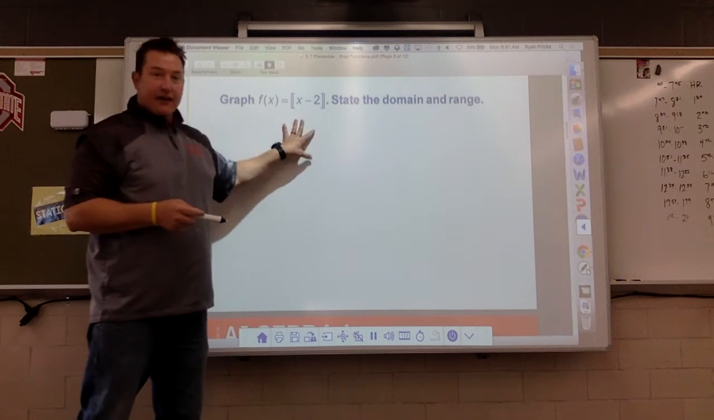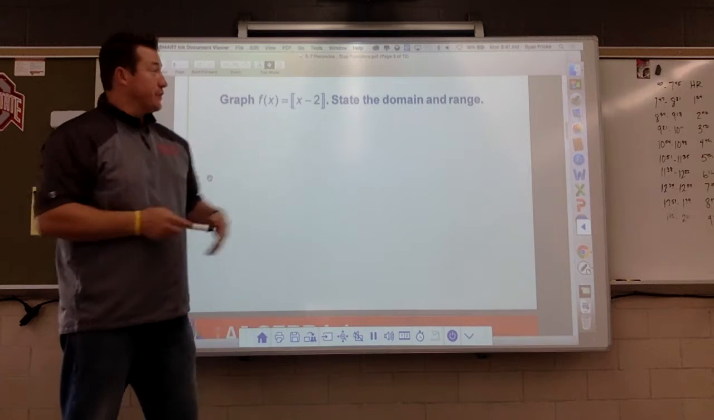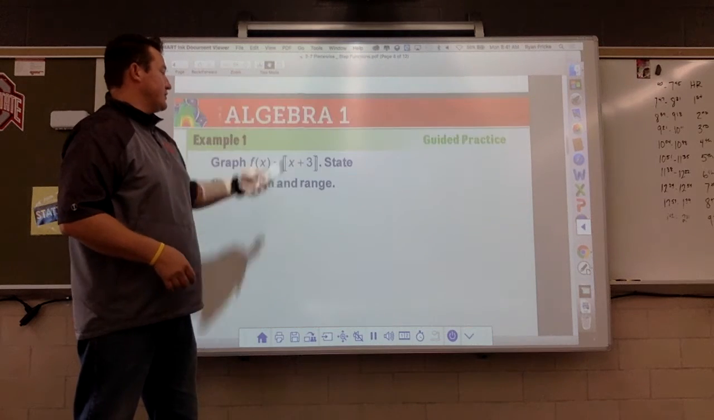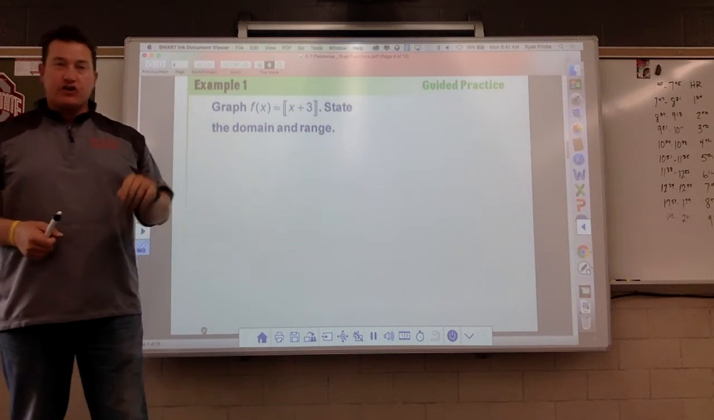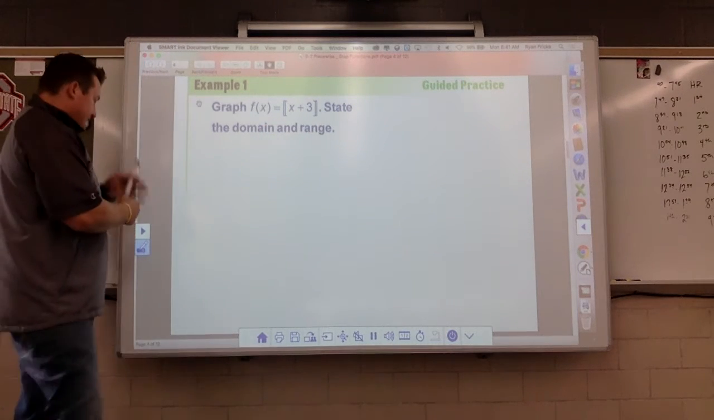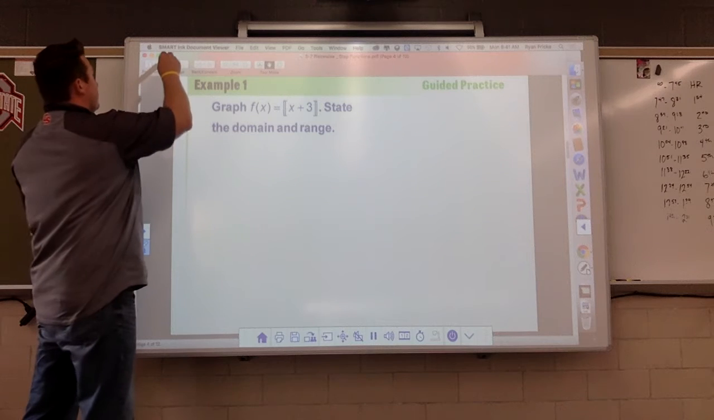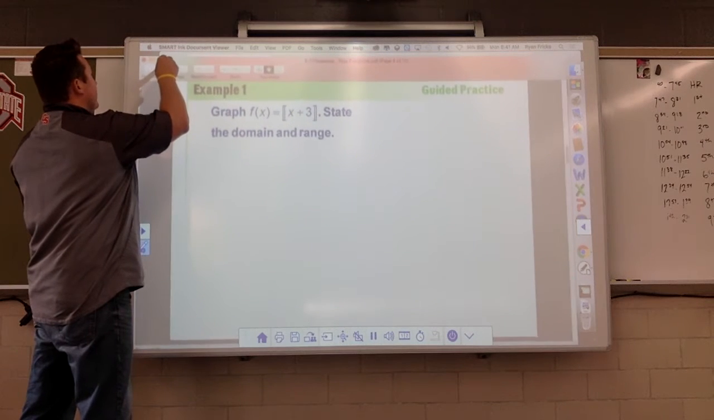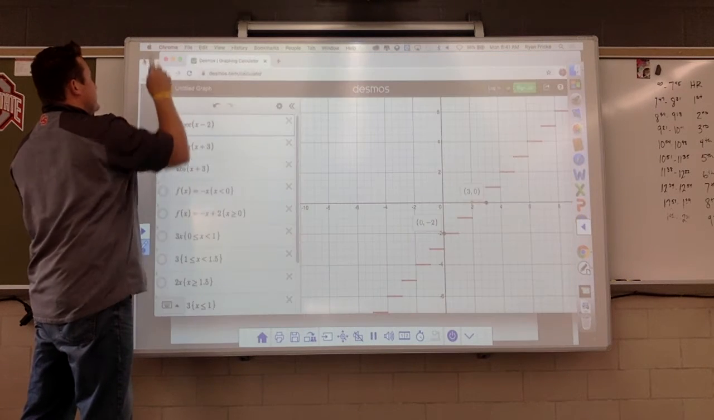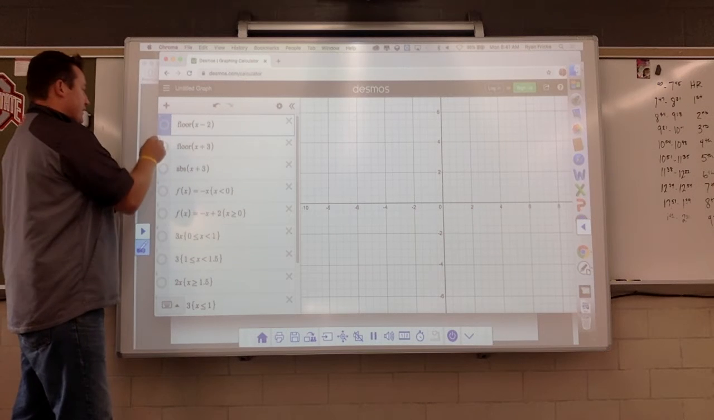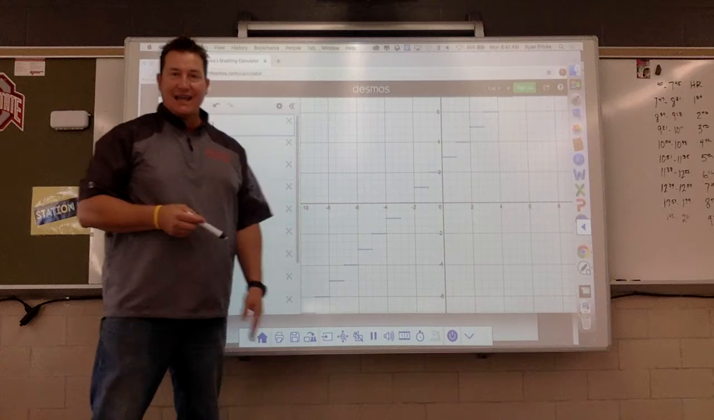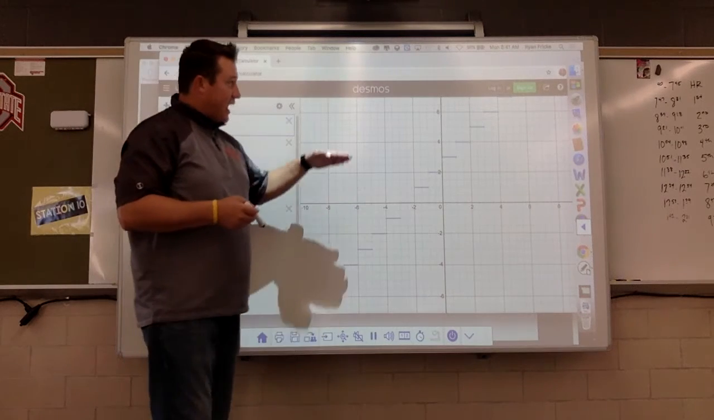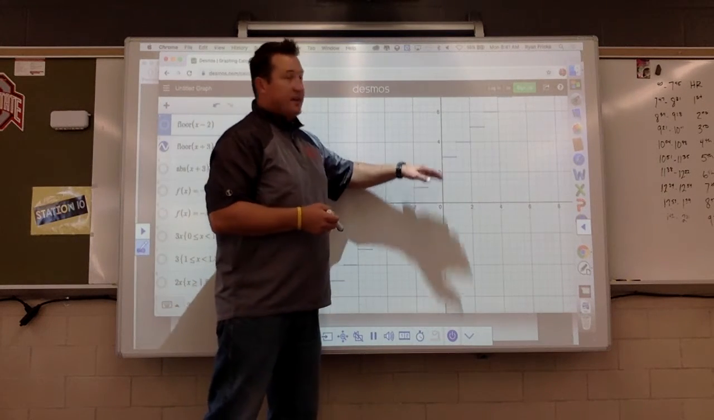So we graphed that. Well, you guys did. I showed you what to do. We gave you the domain and range. Again, another greatest integer function, x plus 3. Again, state the domain and range. So let's go back over here to my good friend Desmos. Here you are. We're going to turn that one off. We're going to turn this one on. Here's x plus 3.